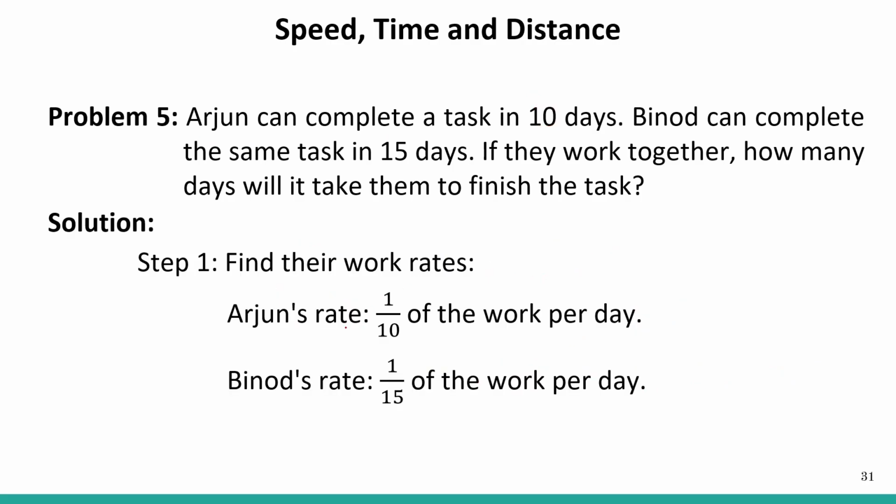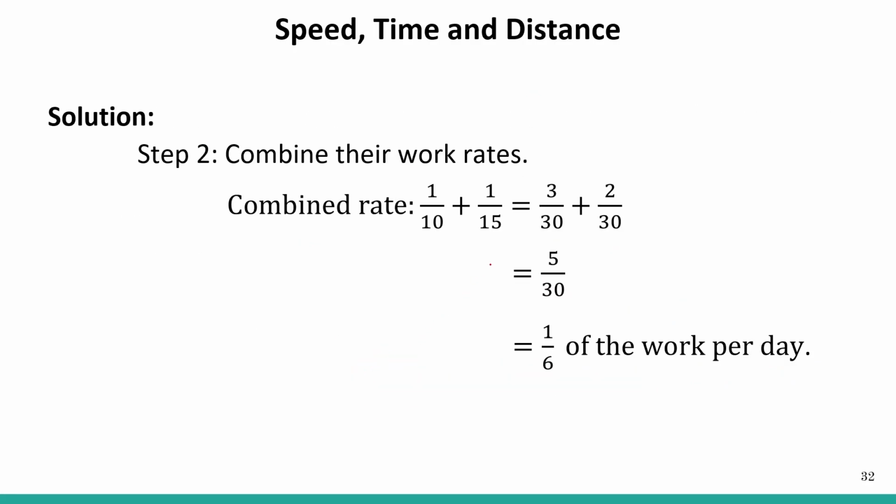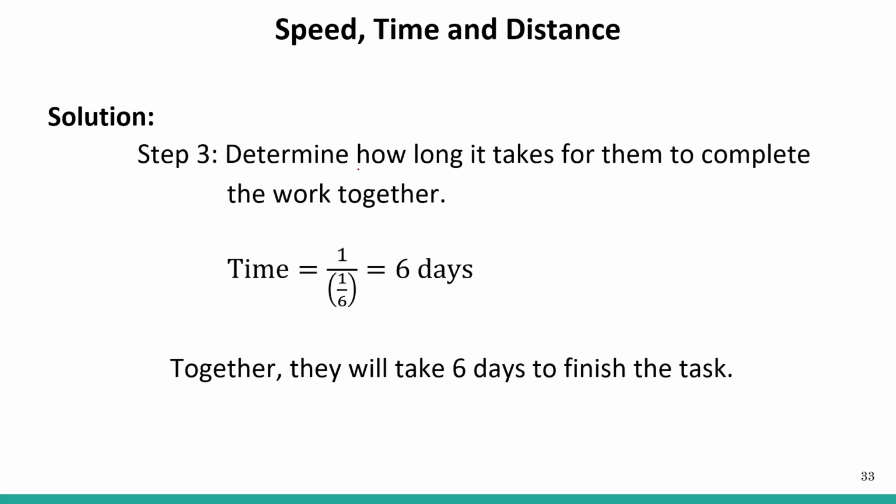Okay, so Arjun's rate is 1 by 10 of the work per day, and Binod's rate is this much amount. So it will be 5 by 30, that is 1 by 6th of the work per day. So determine how long it will take for them to complete the work together. So time will be 1 by 1 by 6, that is the reciprocal of the combined work rate. That is 6 days. Okay.